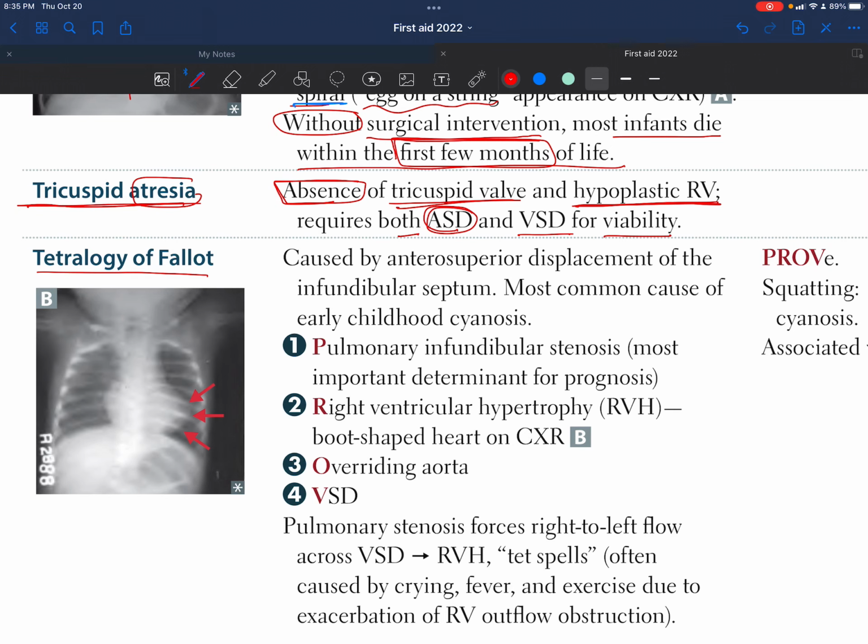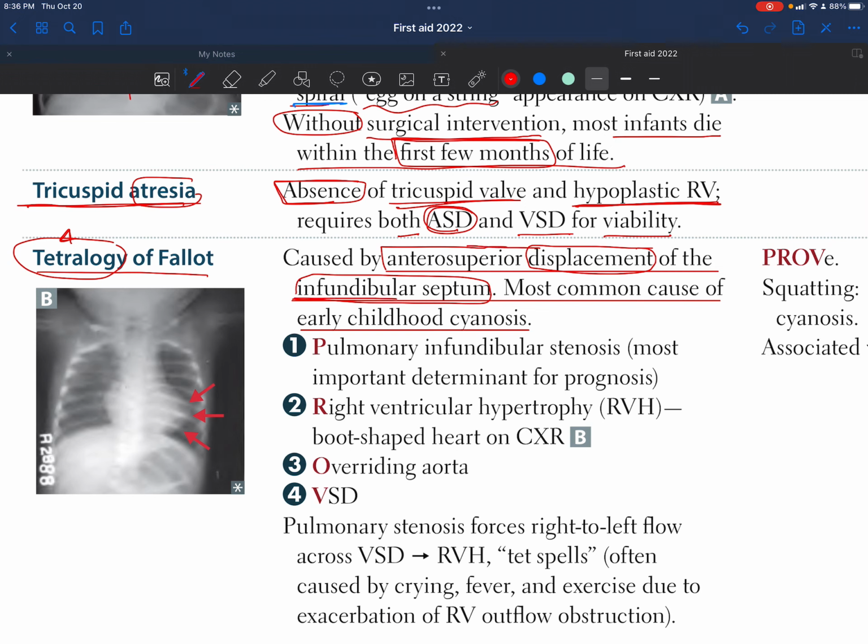While the fourth disease is the tetralogy of Fallot. Tetralogy means there are four problems here. It's caused by anterior superior displacement of the infundibular septum. It's the most common cause of early childhood cyanosis. So what we have is an anterior superior displacement, basically a change of place of the infundibular septum. It sounds simple, but actually it causes so many defects throughout the whole development.